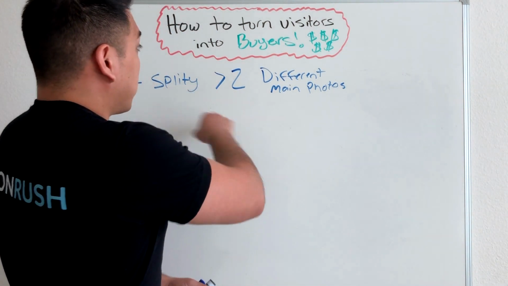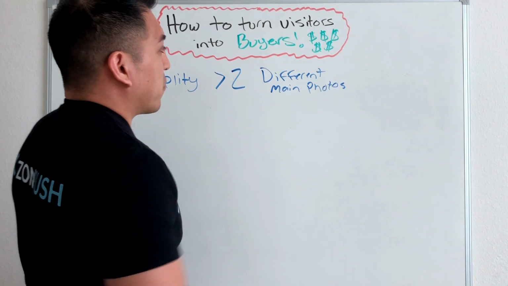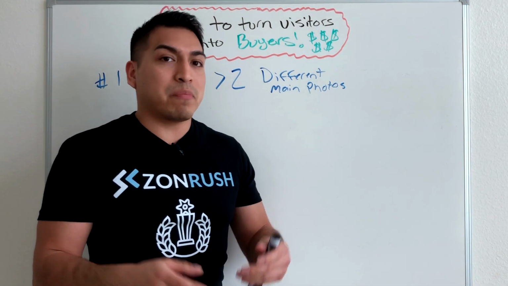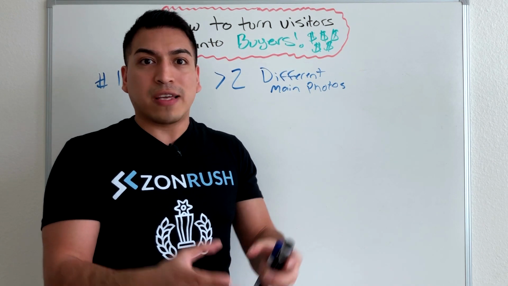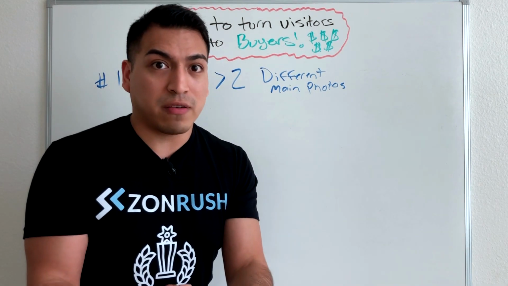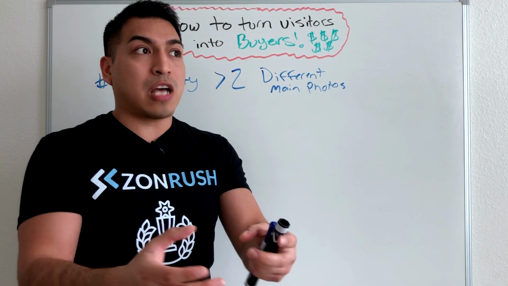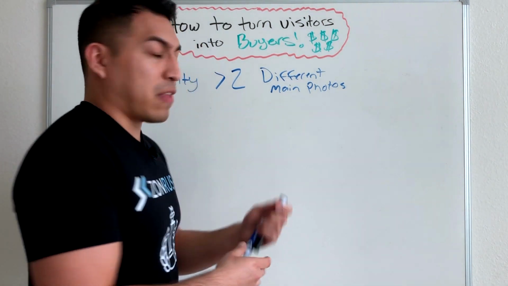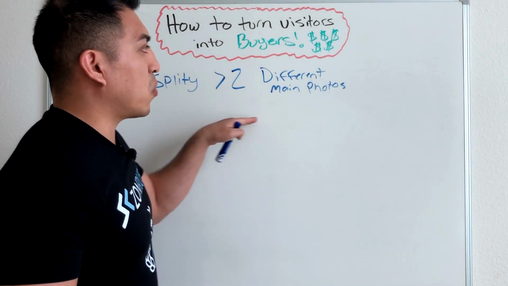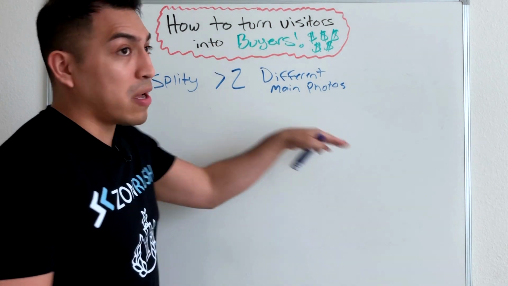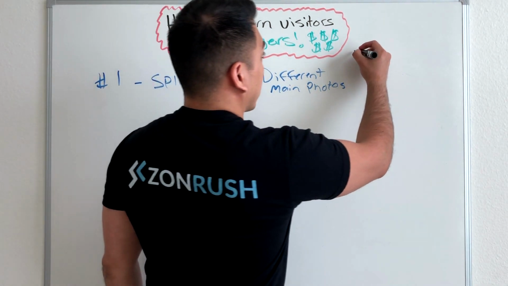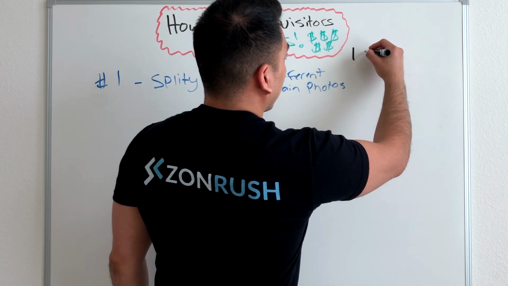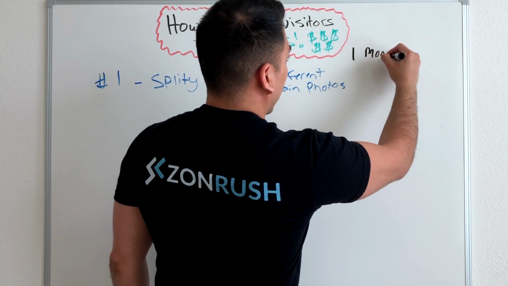So Splitli, have at least two different main photos because you don't know right off the bat if the only photo you have is going to be the top converting photo for your listing, or the top converter. If that makes sense. So this is something you're going to want to split test. So the very first month that your product is live on Amazon, you'll use photo number 1. So we'll do first month.